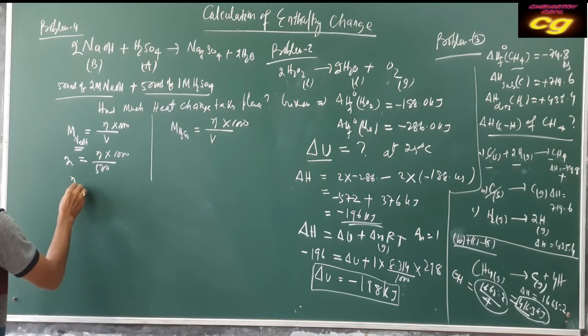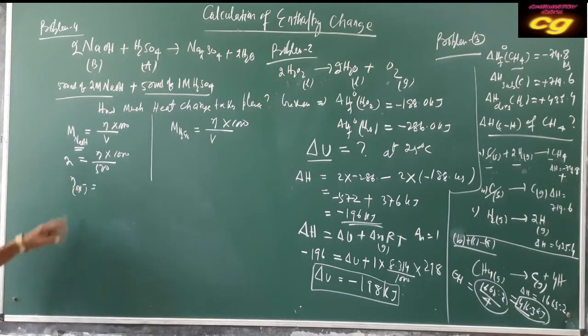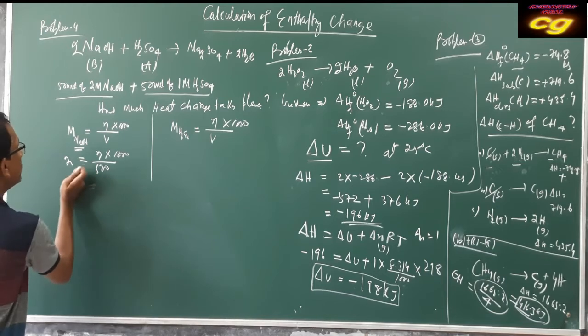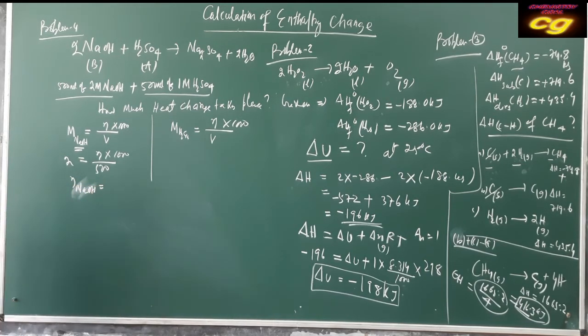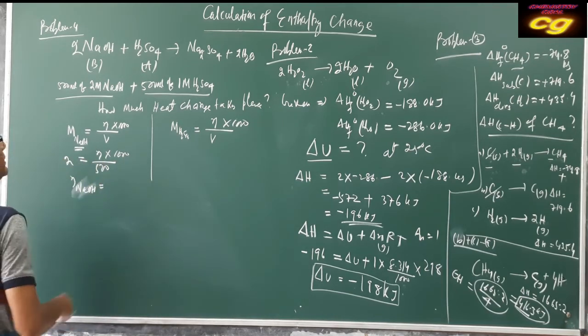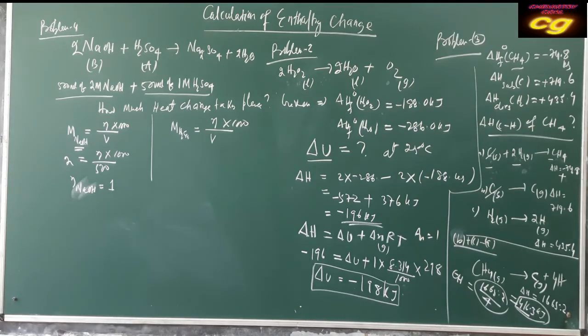What is the result? What is the value of N here? N means number of moles of NaOH. Number of moles of NaOH is equal to how much? So 2 into 500 by 1000, that means N is equal to 1. So number of moles of NaOH is 1 is coming. Now you see this reaction.